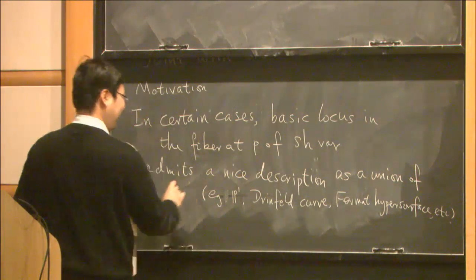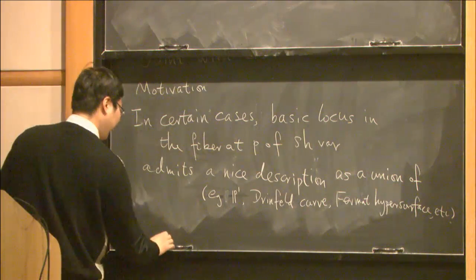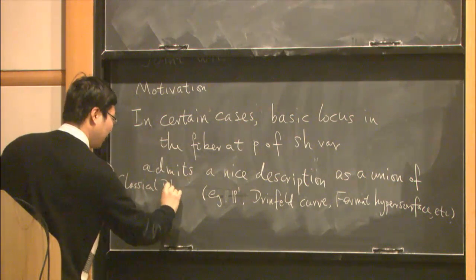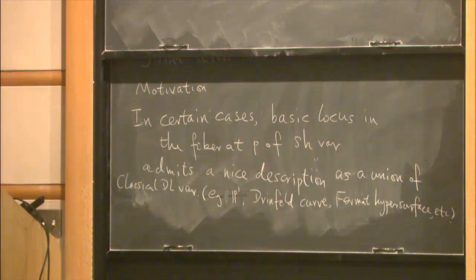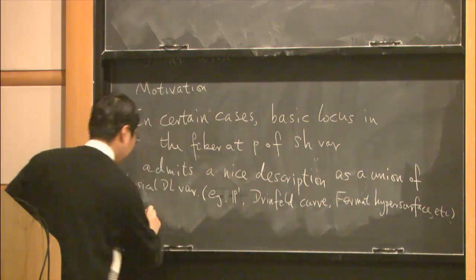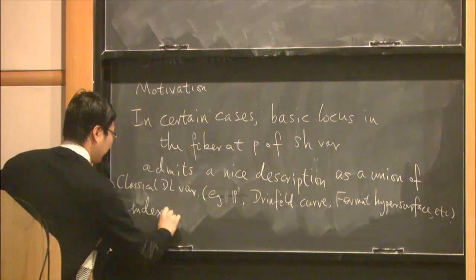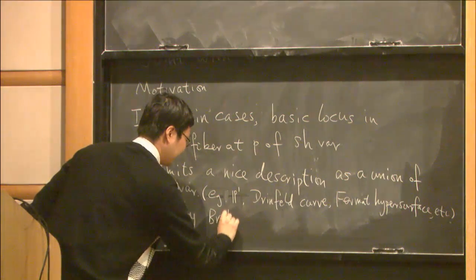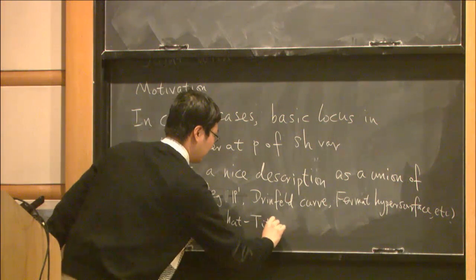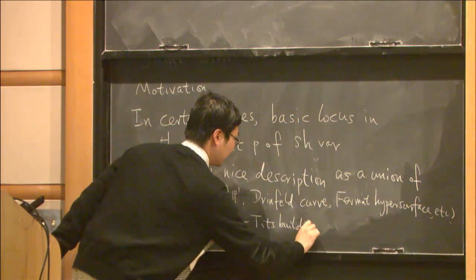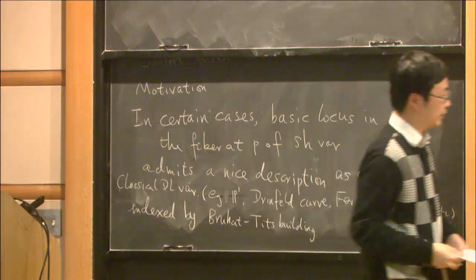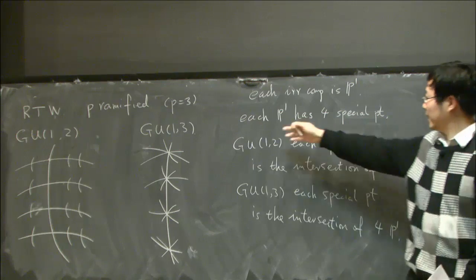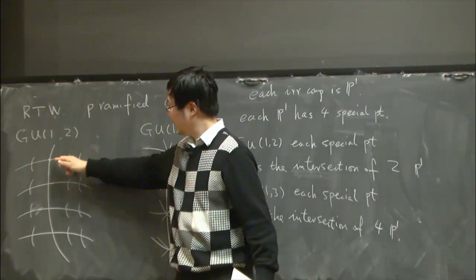In fact, these are special examples of the classical Deligne-Lusztig varieties. And this union is indexed by the data from the Bruhat-Tits building. So in fact, from the theory of Bruhat-Tits buildings, one can tell how these irreducible components intersect and how many of them there are, which corresponds to each dimension.